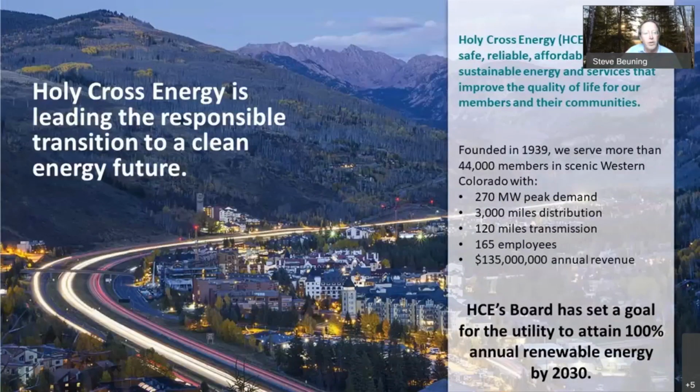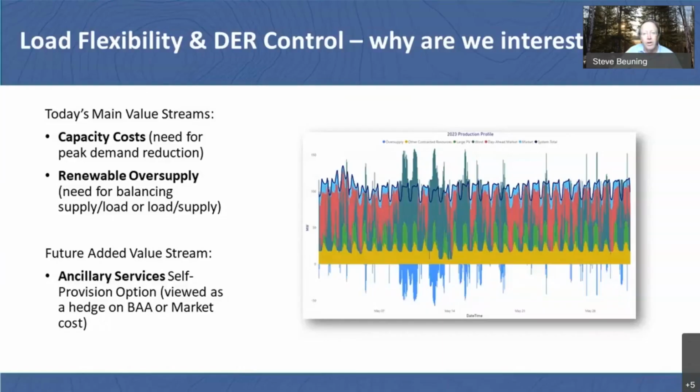As Debbie pointed out, we have a goal of 100% annual energy from renewables by 2030. This is an example of our load curve on an annual basis projected for the year 2024. What you see in the blue lines below the x-axis are projected hours during the year when we'll have renewable energy oversupply. We'll get to that in a little bit in the discussion.